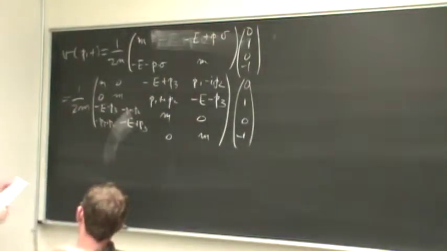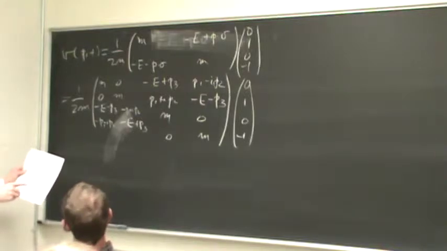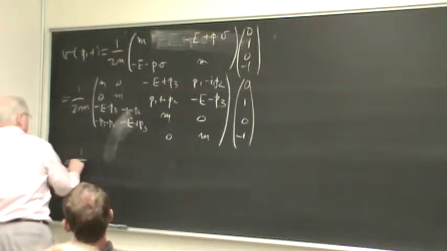Well, you guys are collectively checking, right? And 12 heads are better than 1, so you'll tell me if we make a mistake. Right? So we get 1 over 2m.